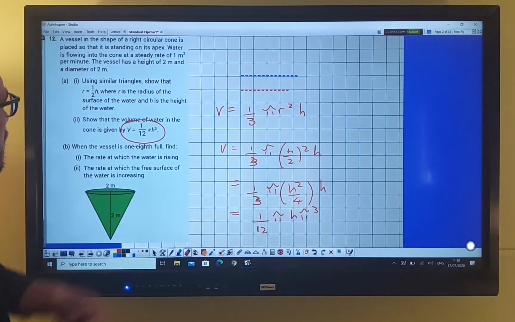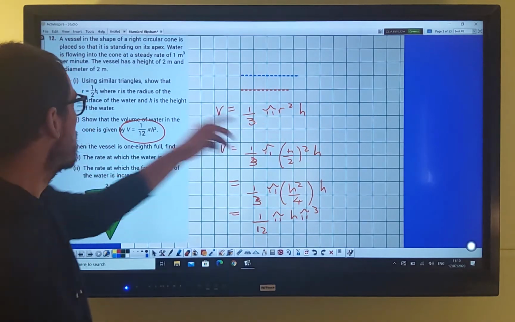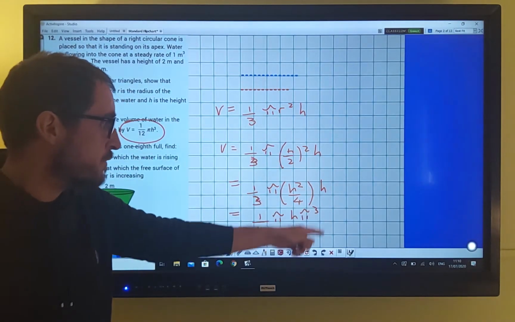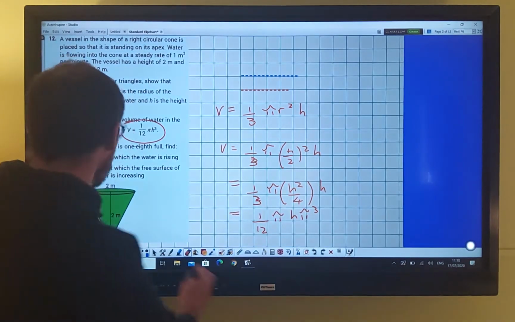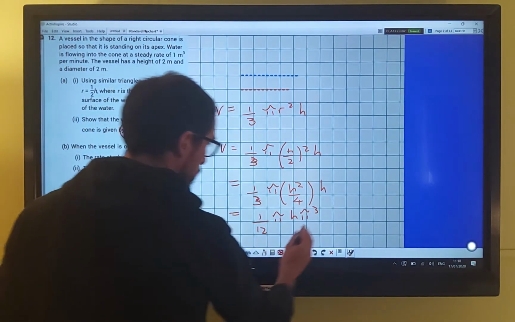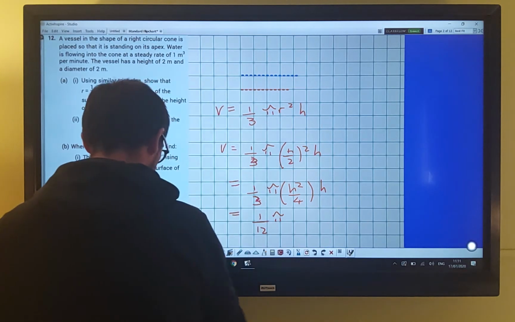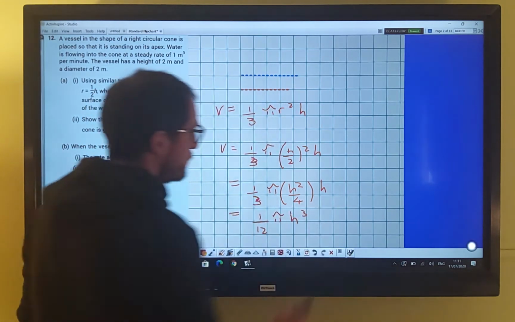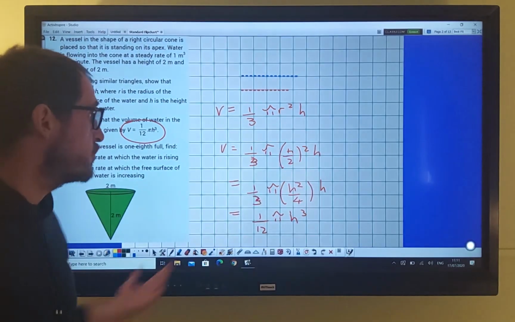So again, look, I use this part here, radius is half of h, and I subbed it in instead of the radius. H over 2 squared is h squared over 4, and then I multiply that. H squared times h is h cubed. I actually wrote that wrong there. It's pi h cubed there. Okay, and then a third times, so that's that there.